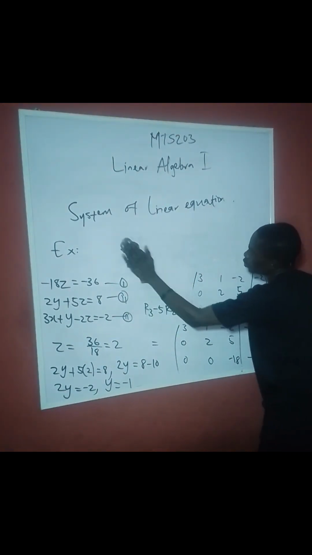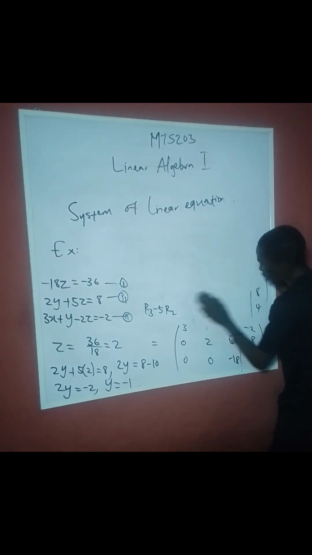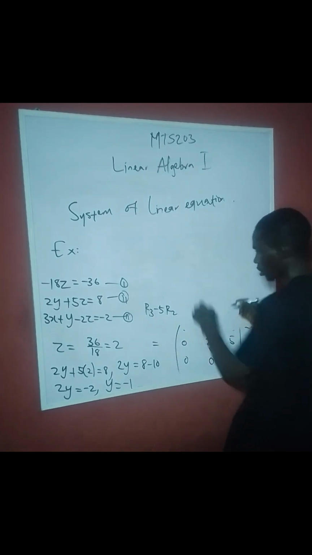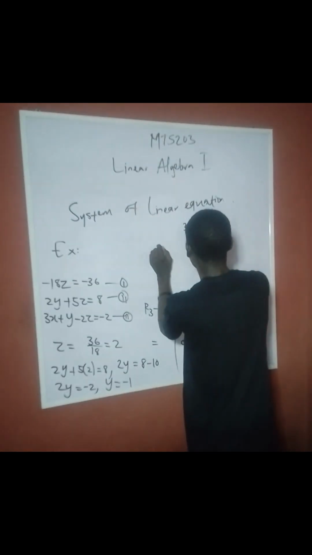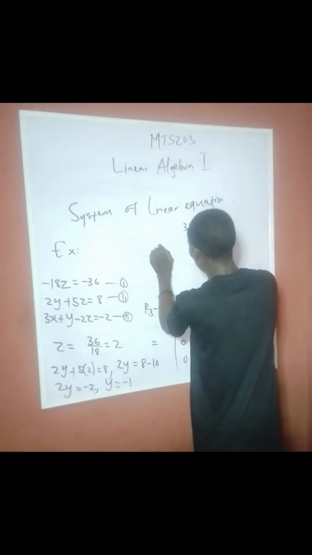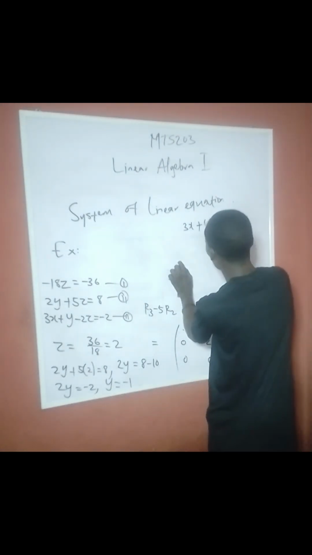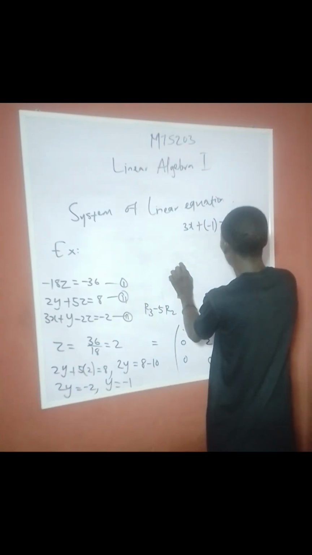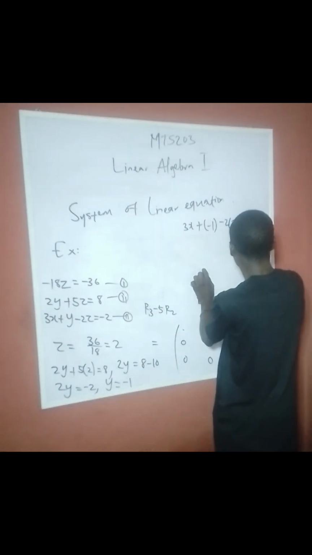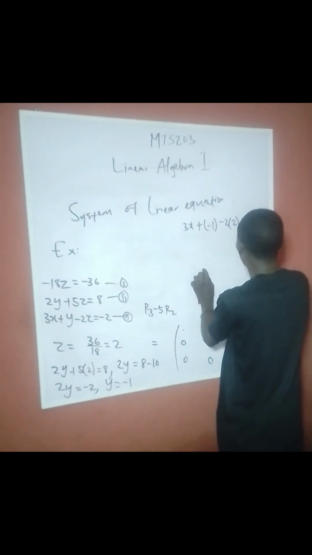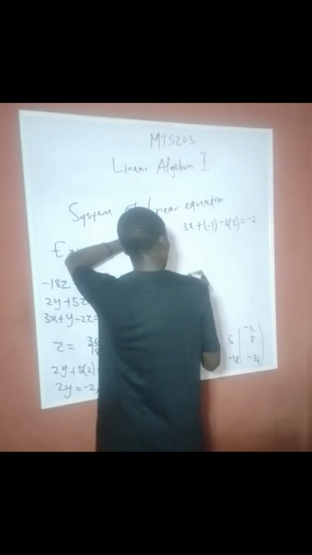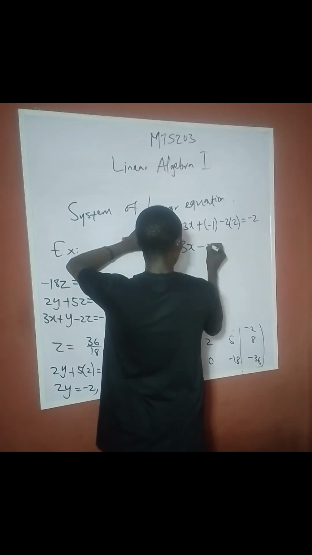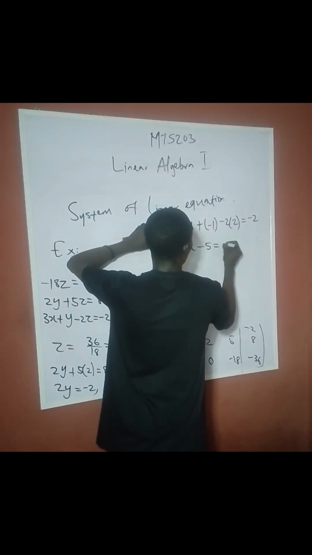So me knowing y and z, I can know my x using the first equation here. So I have 3x plus, what's y? Okay, minus 1. Minus 1, minus 2, what's my z? 2, equals minus 2. Okay, let's get that. 3x minus 1 minus 4 minus 5 equals minus 2.